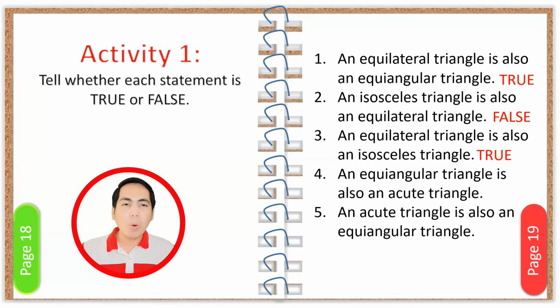Number 4, an equiangular triangle is also an acute triangle. We say that all the angles of an equiangular triangle are acute angles. So definitely, an equiangular triangle is also an acute triangle. So this is true. And finally, we have number 5. An acute triangle is also an equiangular triangle. Not all acute triangles are equiangular triangles. So definitely, this statement is false.